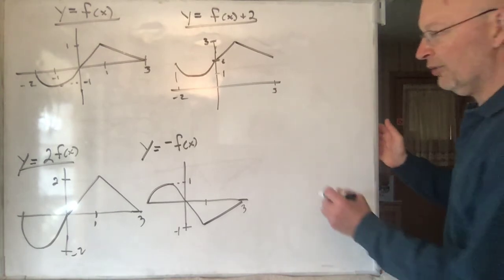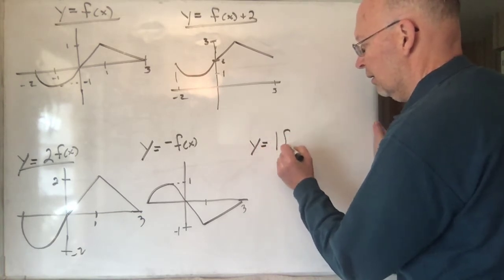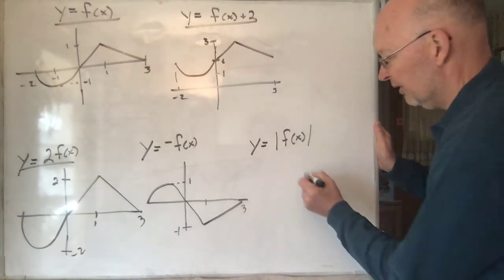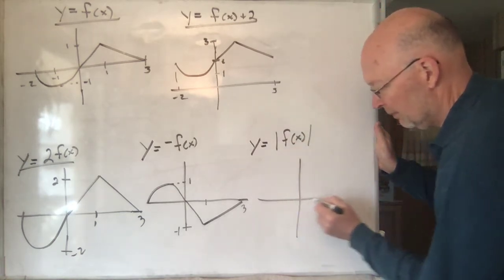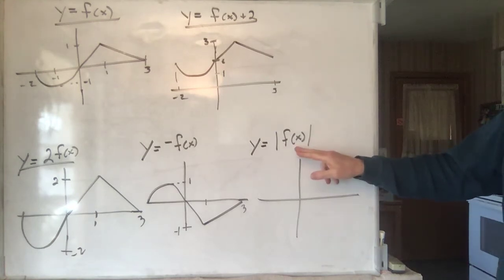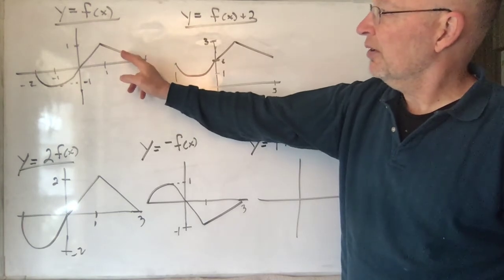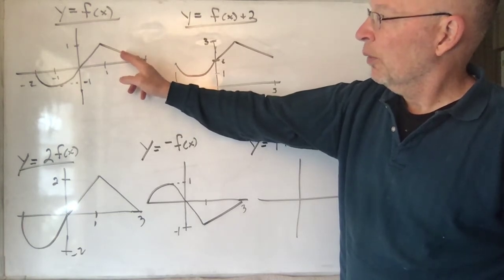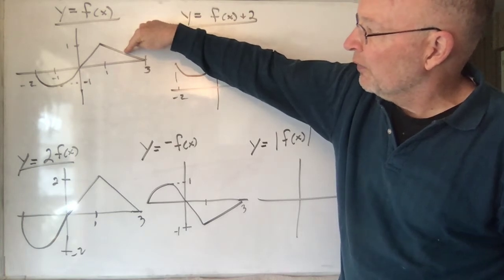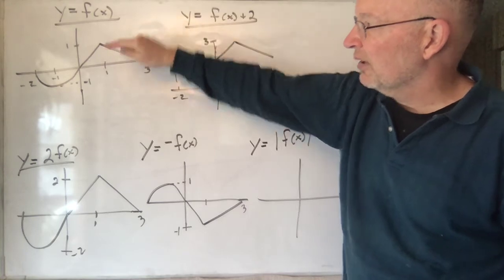Okay, here's the last one I want to do. These are all things that come up in calculus from time to time. What happens if we take the absolute value? Well, again, here's x. There's f of x. What's the absolute value of this? This is a positive number. The absolute value of a positive number is just itself. So it stays just as it is.